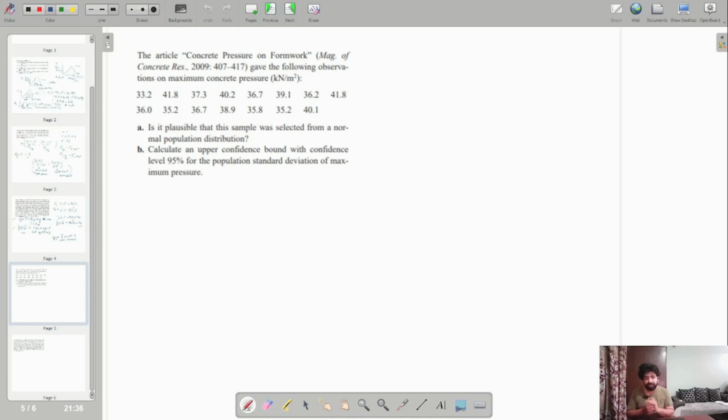However, there is no specific method mentioned in this problem, and the next part of the problem is asking me to find out the upper confidence bound for the confidence interval of 95%. So what I'll do is I will check whether the sample has come from the normal population using the sample mean. In case this sample is coming from the normal population, then the mean and the median of this sample should be equal, or probably they should be closer to each other.